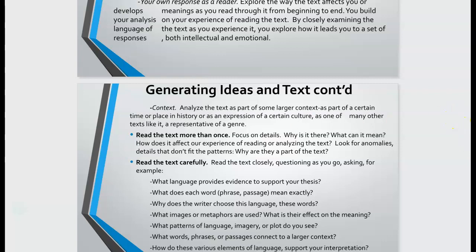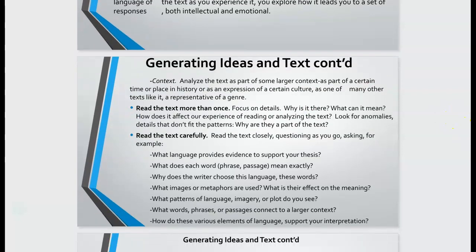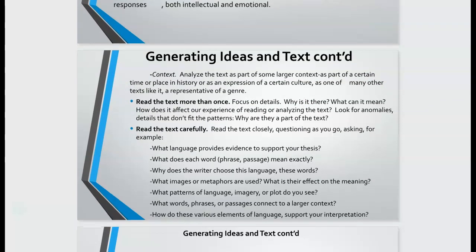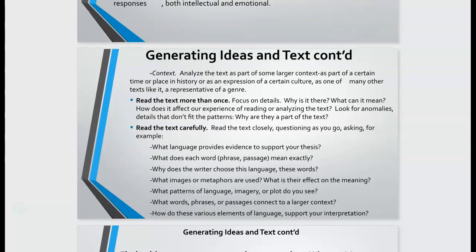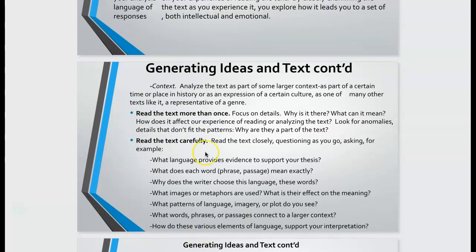Then read the text carefully. So read it more than once. The second time you read it, maybe annotate, right? Start asking yourself these questions. What does each word mean exactly, especially for poetry? Why does the writer choose this language, these words? What images or metaphors are used? What is their effect on the meaning?